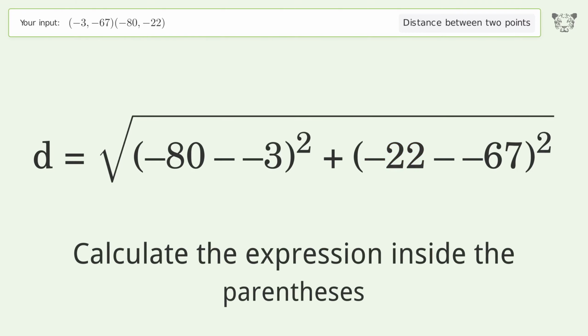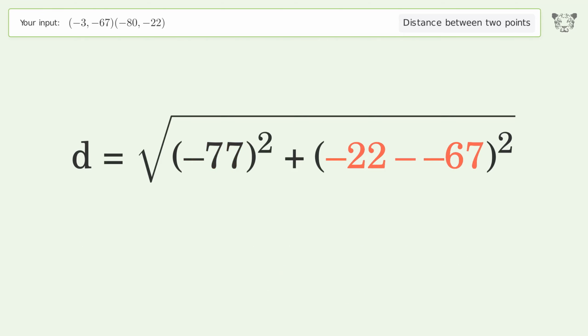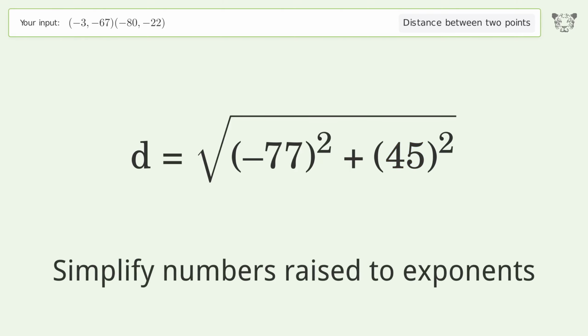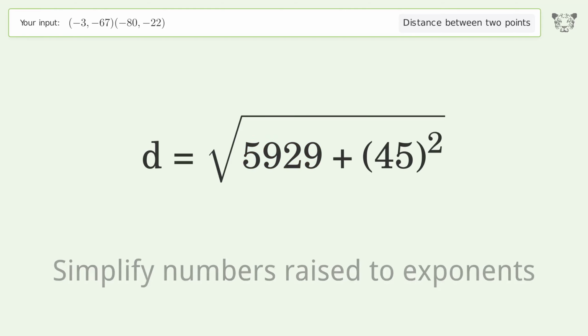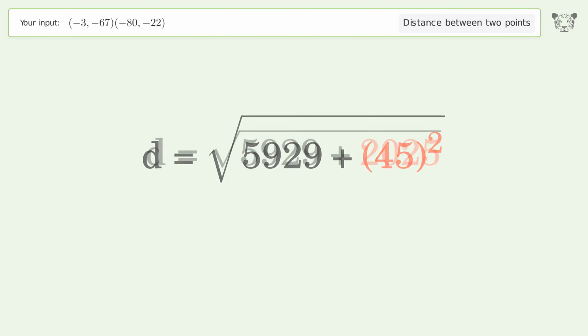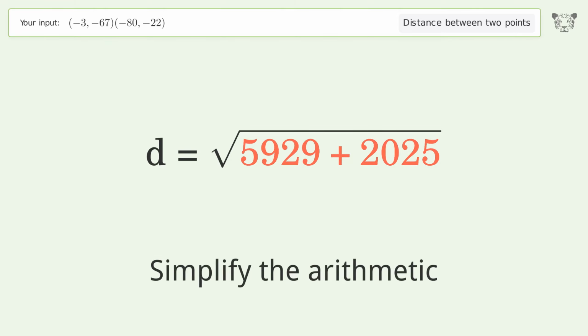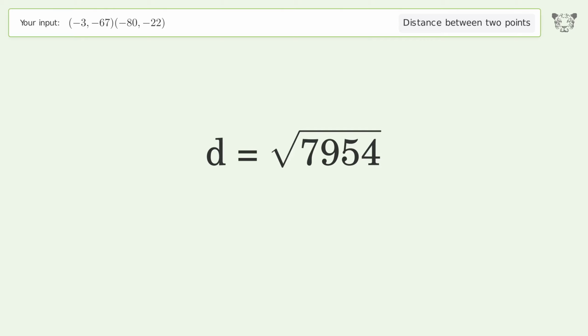Calculate the expression inside the parentheses. Simplify numbers raised to exponents. Simplify the arithmetic. And so the distance between the 2 points is the square root of 7,954, or 89.185.